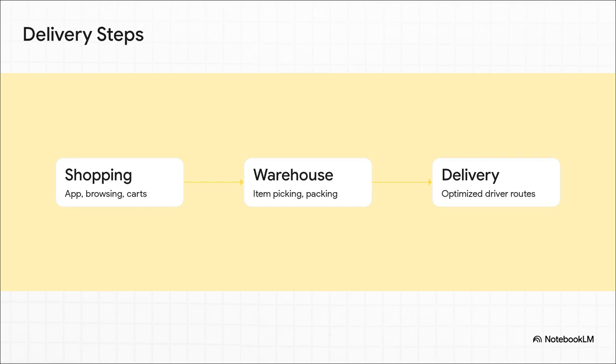Let's trace a standard online grocery delivery business through 3 logical steps. Step 1, shopping. This is where the customer's browsing the app and tossing items into a virtual cart. Step 2, the warehouse operations. This handles stock availability, picking the items off the shelves, and packing them up. And step 3, delivery, which is all about optimizing those driver routes. These are pure, fundamental business domain activities.